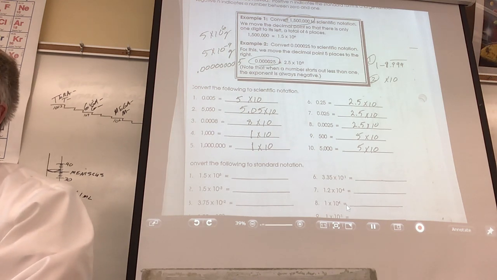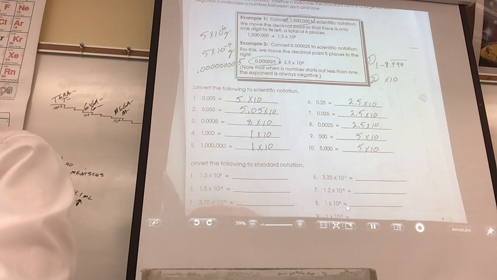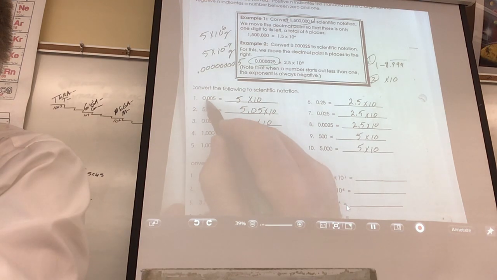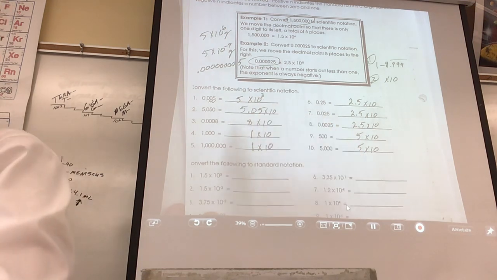Okay, now watch. How many places did you move that decimal? When you moved it to create 5, how many places did you move it? Let's take a look. 1, 2, 3. I'm going to put that as my exponent. See that? And I have one more thing to think about. Watch now. This is the hardest part.